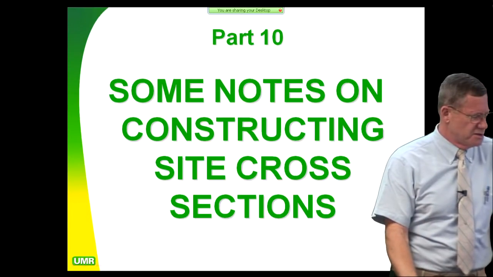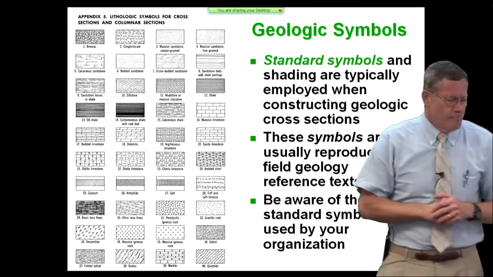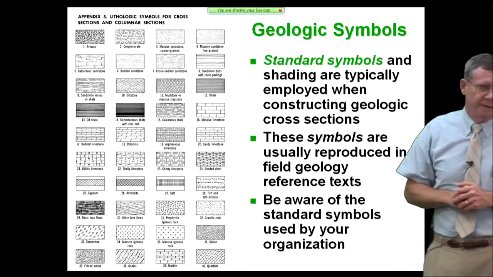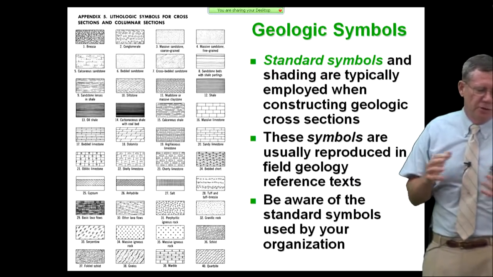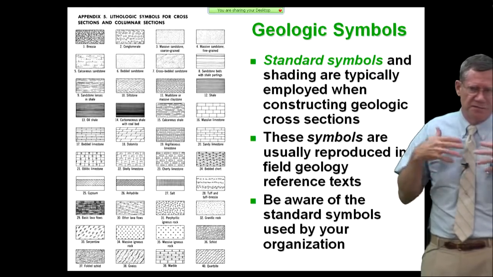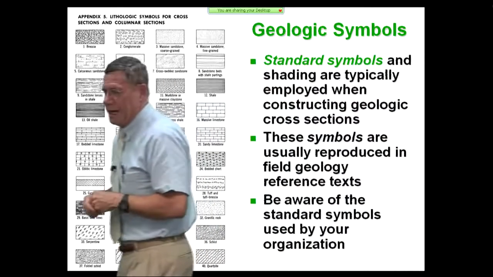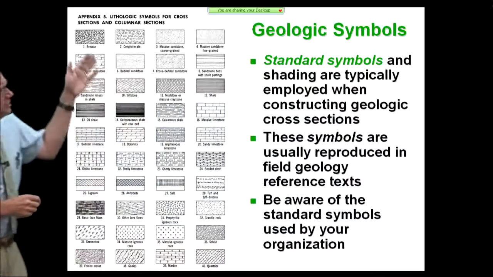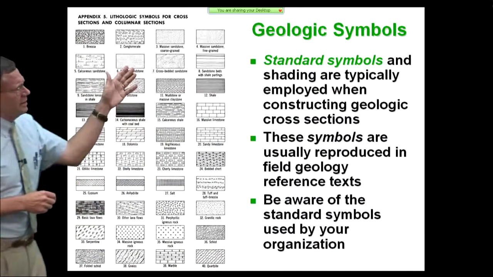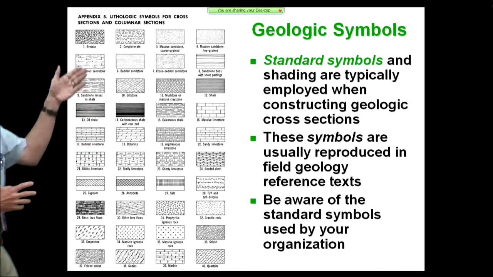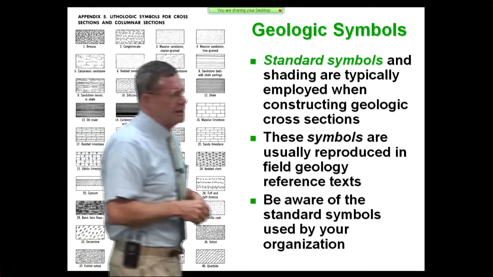So what are some notes on constructing site cross-sections? How your cross-section looks is exceedingly important. It has to have good graphics. No one's going to believe you in this visual society with all the beautiful computer graphics unless it looks believable. And one way to make it look believable is to use the proper standard symbols that you see in field geology books. So if you have a copy of Leahy or any of the good field geology books, you want to use these kinds of symbols if you're dealing in a black and white world.